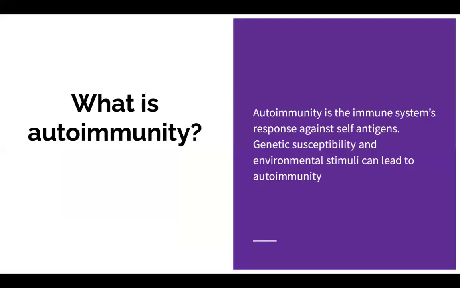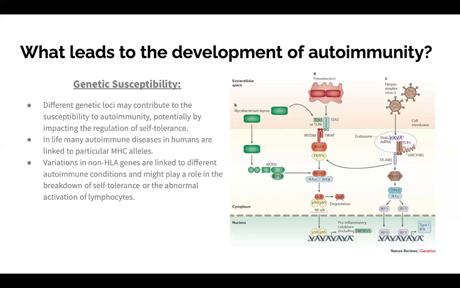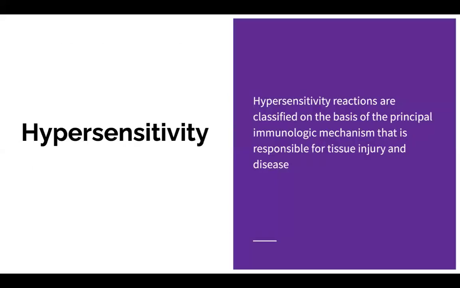What is autoimmunity? Autoimmunity is the immune system's response against self-antigens. Genetic susceptibility and environmental stimuli can lead to autoimmunity. So what is genetic susceptibility? Different genetic loci may contribute to the susceptibility to autoimmunity, potentially by impacting the regulation of self-tolerance. Many autoimmune diseases in humans are linked to particular MHC alleles. Variations in non-HLA genes are linked to different autoimmune conditions and might play a role in the breakdown of self-tolerance or the abnormal activation of lymphocytes.